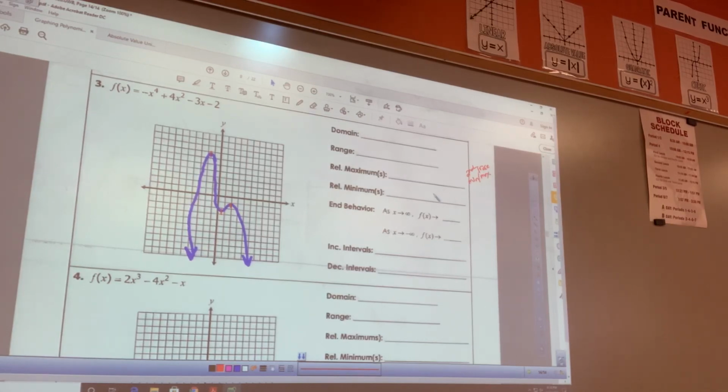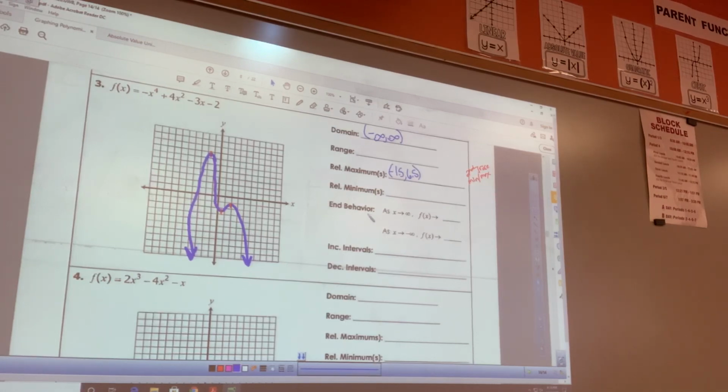and then manipulate that. All right, our domain is all real numbers, so that means negative infinity to infinity. Our range, our function does not go any higher than this point right there. How did I find that? I found it by finding that was one of my maximums, and that maximum was negative 1.5 and 6.5.